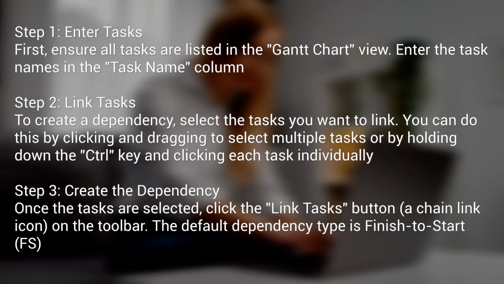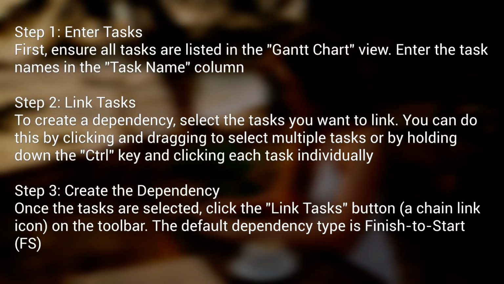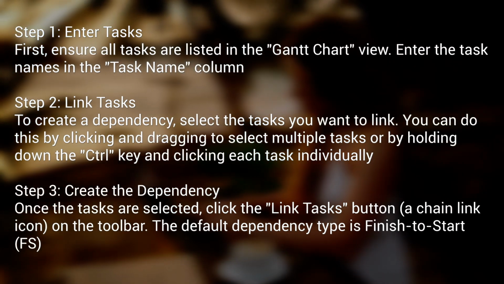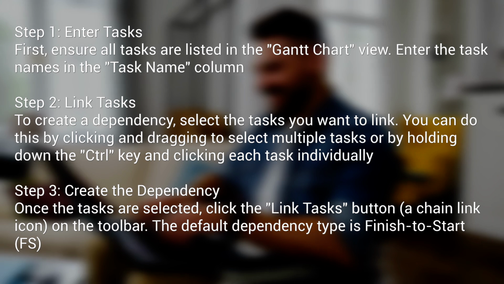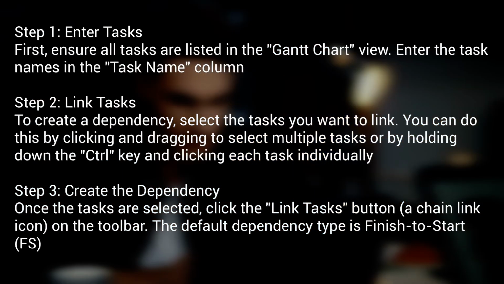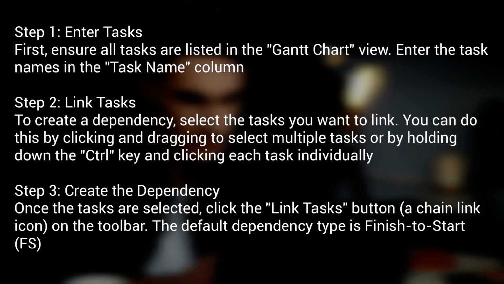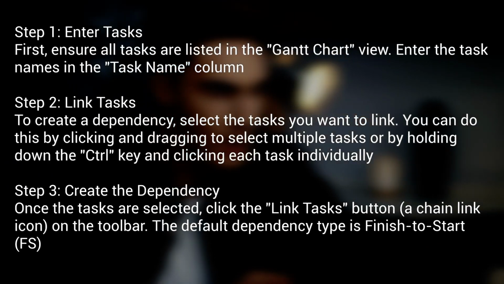You can do this by clicking and dragging to select multiple tasks, or by holding down the Control key and clicking each task individually. Step 3. Create the dependency. Once the tasks are selected, click the Link Tasks button, a chain link icon, on the toolbar. The default dependency type is Finish to Start (FS).